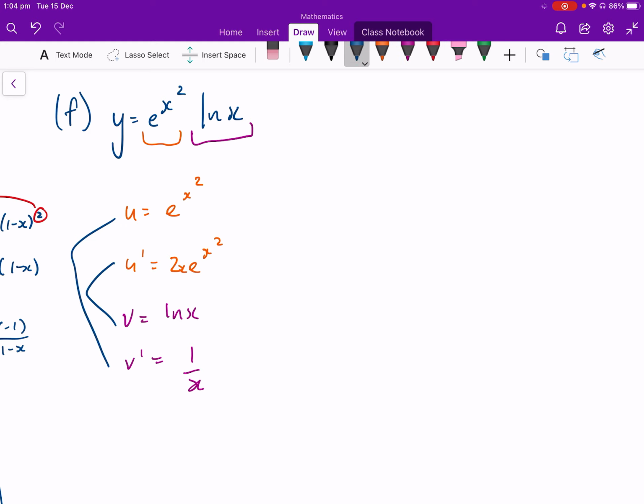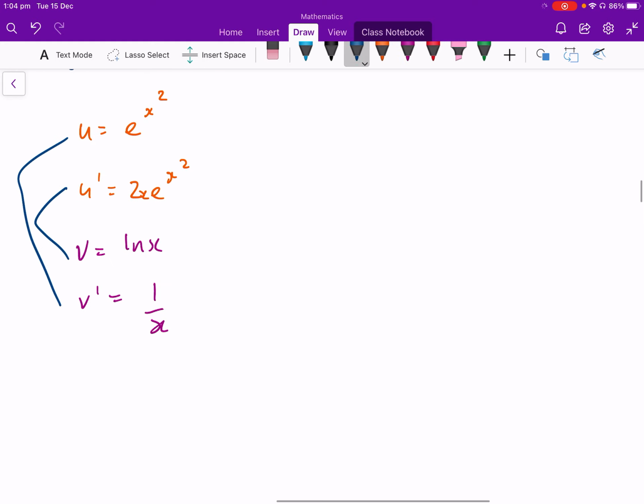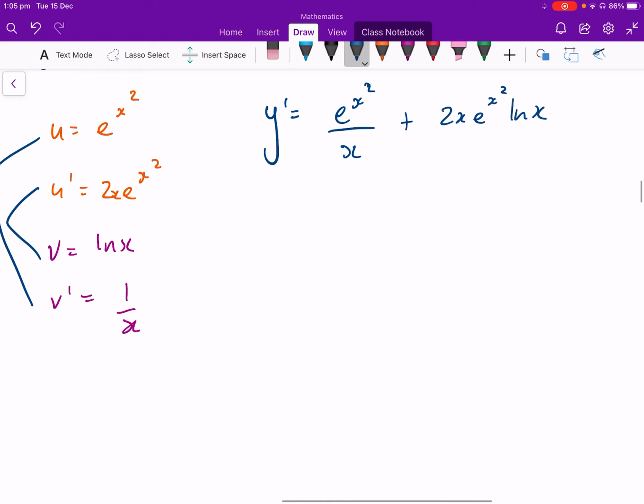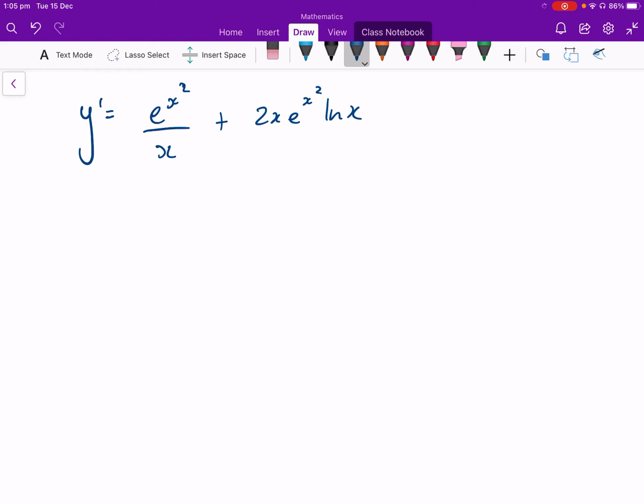So insides and outsides, and using the product rule. So here, y dash would become, if I did u v dash first, e to the x² over x plus 2x e to the x² ln x. Okay, so here I can factorize an e to the x² out, and that'll give 1 on x plus 2x ln x.